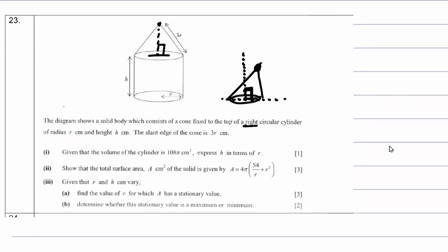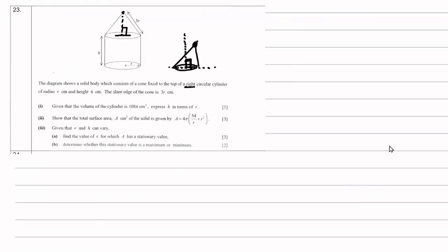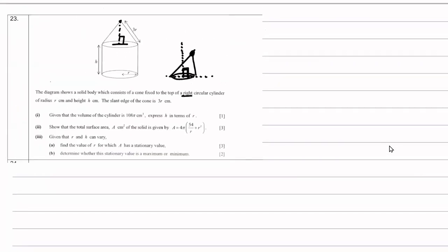Good. So radius r and height h cm. Radius r you can see here, height h cm you can see there. Given that the slant edge of the cone is 3r, this part is 3r. Part 1, given that the volume of the cylinder is 108 pi cm cubed, express h in terms of r. So volume will be made up of volume of cone plus volume of cylinder. What's the volume of cone? 1/3 pi r squared times height.